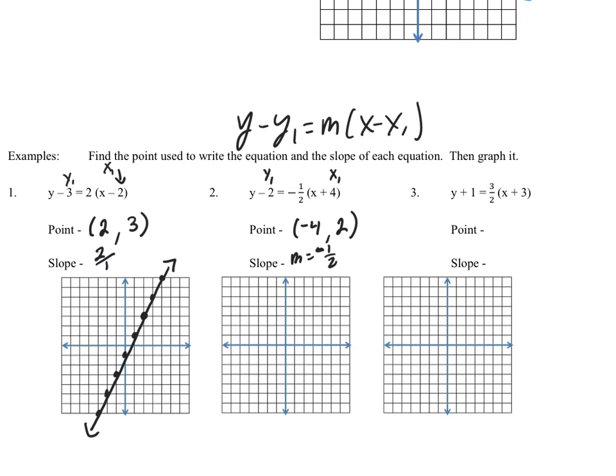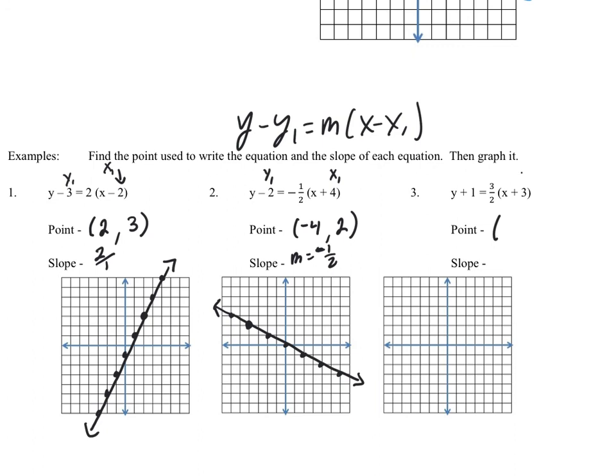1/2. All right, so let's plot that point. Negative 4, 2 is over here in that second quadrant. And then our slope is negative 1/2. So I'm going to go down 1 and right 2. Down and right. Or up and left. Connecting all the points and making sure we have arrows at the end to indicate that a line continues forever in either direction. Okay, last one.